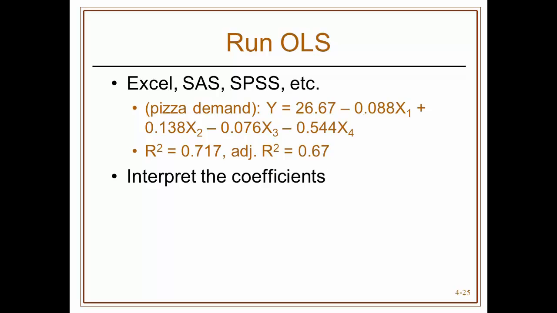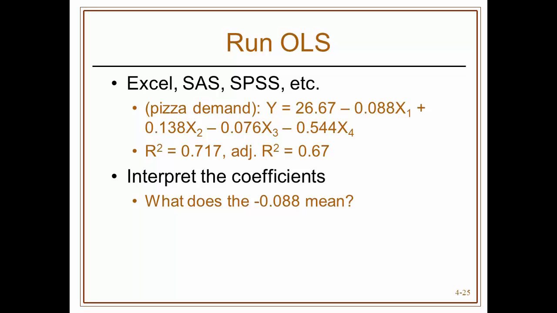Here are the results, but I need to figure out, what does this mean? What do these coefficients mean? What does the negative 0.088 mean on the x1 variable? So you have to interpret the results that you get, interpret the coefficients. x1 was the price, and y was the demand for pizza. So what does this tell me?